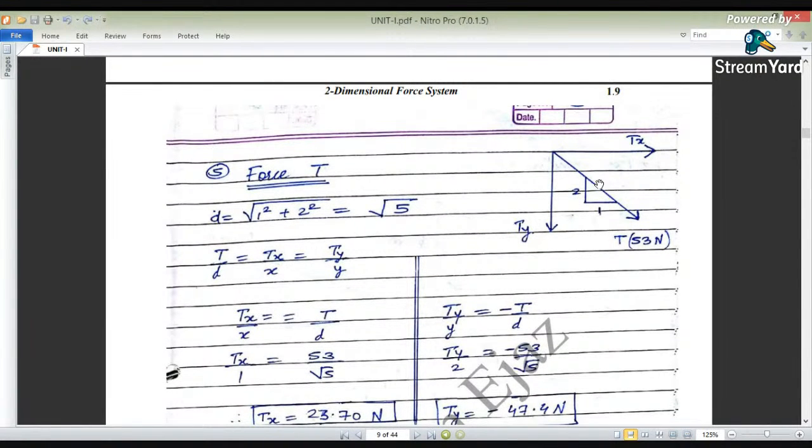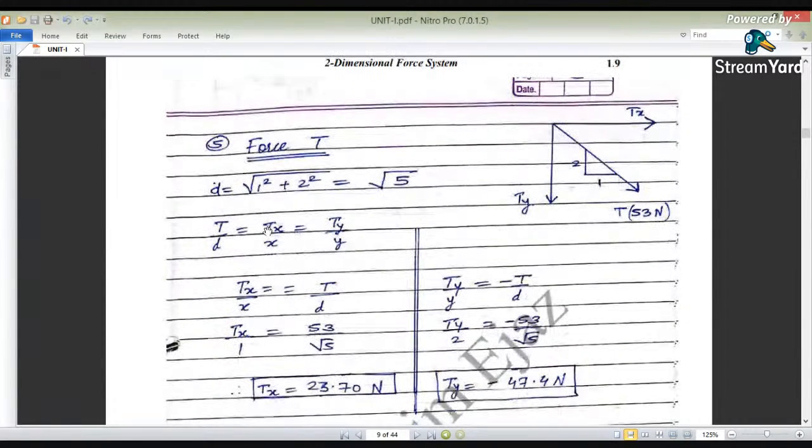First term, we are taking this dx, and its parallel side by similarity of triangles is x. That is 1. That is equal to, again T is 53 newtons. The intensity for this T is given as 53, whereas d is the square root of 5. By cross multiplication we can find it, and this dx is moving rightwards, therefore we have taken it as positive.